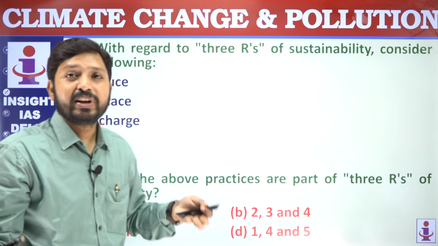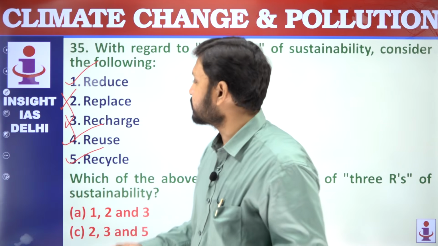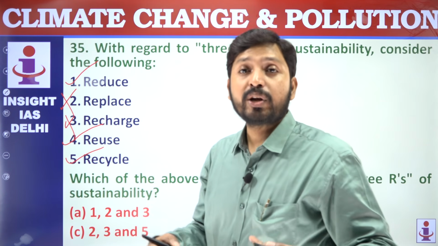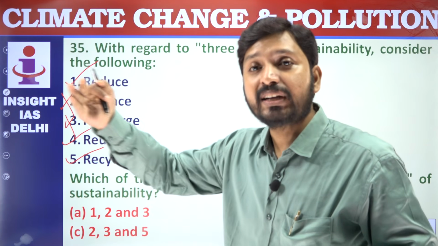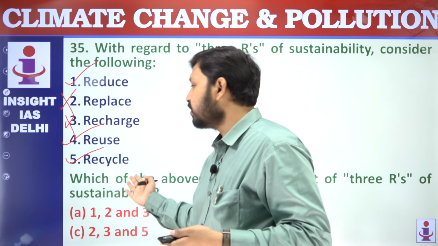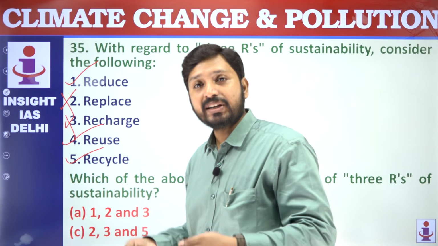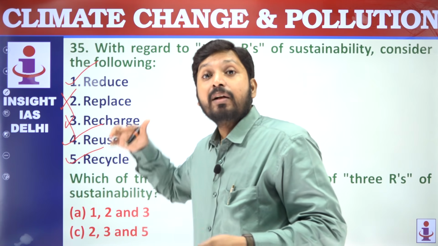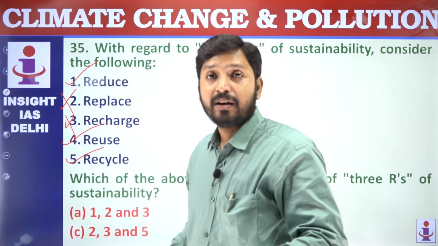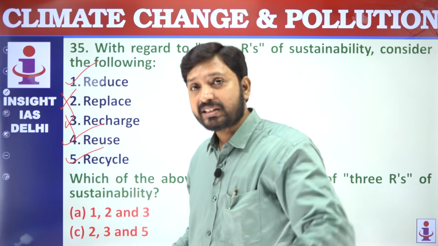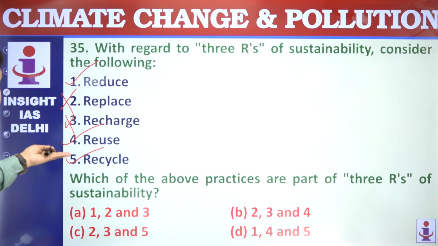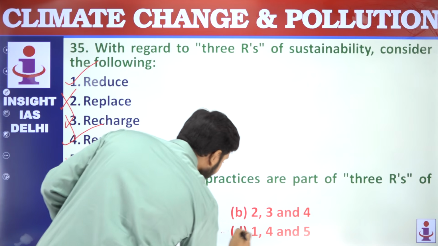Reduce is nothing but we need to reduce the wastage of any resources that are there, and reuse, we need to invent more and more new uses so that the life cycle of that product will be increased. And also we need to recycle. At the end of its life cycle we need to recycle so that useful material can be extracted, so that the new resource extraction, whatever we are going to mine, can be reduced. So the 3 R's are reduce, reuse and recycle. 1, 4, 5 are there in option D.